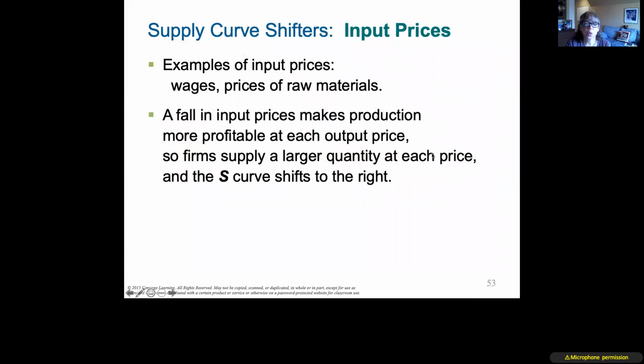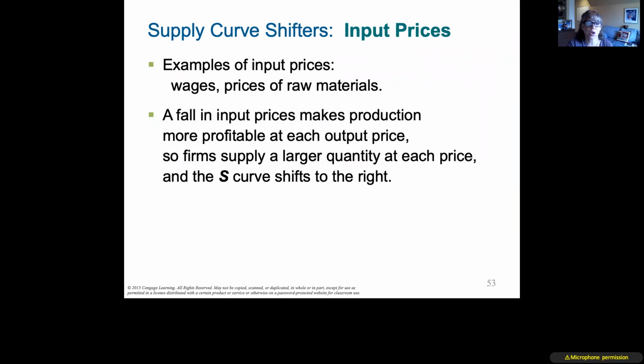So, input prices. What kind of input prices? They could be wages. Remember, consumers are not only people who buy things, but they're also labor, right? They have a resource. Remember back to chapter 2. We have resources, and individuals own resources. One of the resources we own is our labor. Our labor is paid in wages. Wages are an input price.